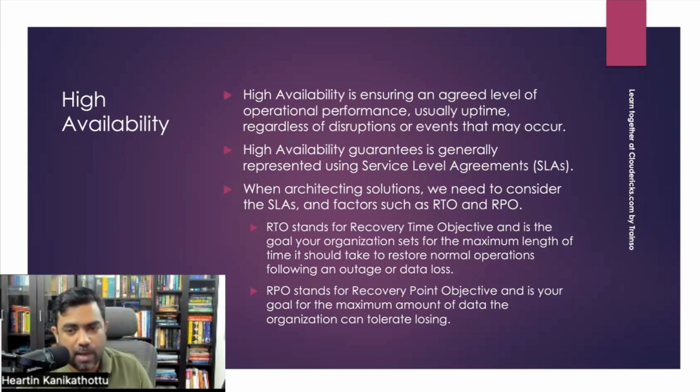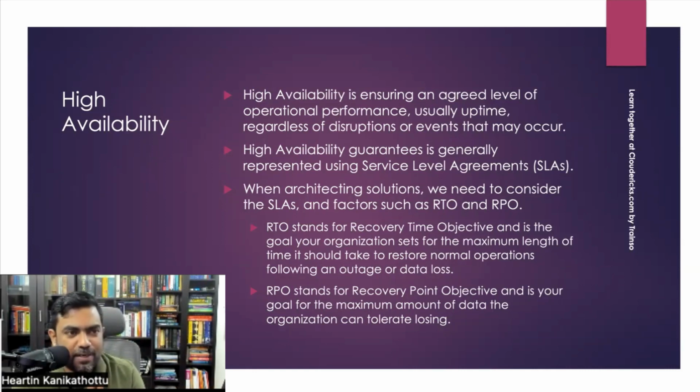So what do you mean by RTO? RTO stands for recovery time objective and RPO stands for recovery point objective. What does it mean? RTO means what is the maximum length of time it should take to restore normal operations following an outage or data loss. RPO means what is the amount of data you are willing to let go in case something goes bad. And your architecture is dependent on all of these things.